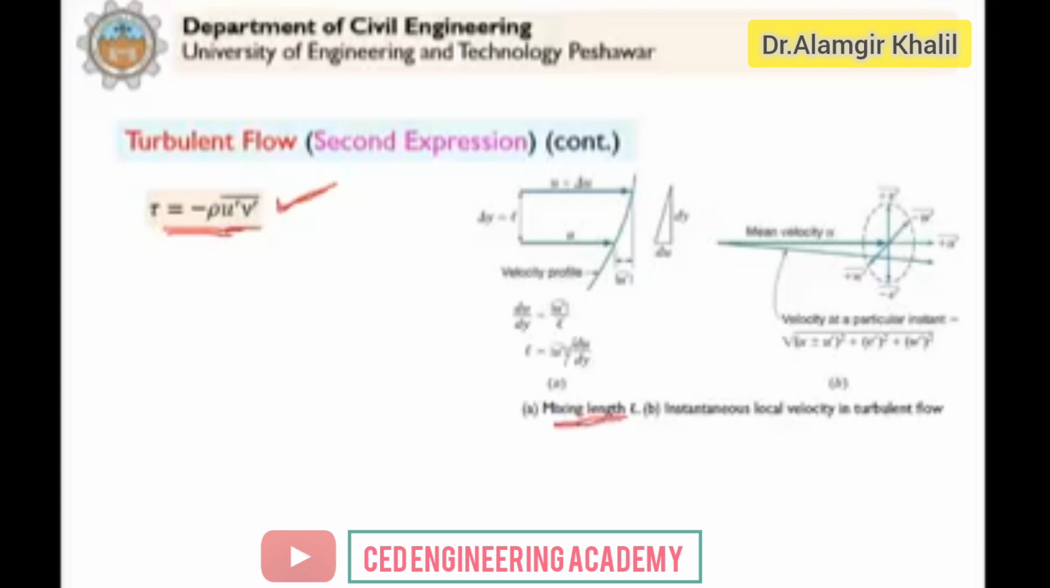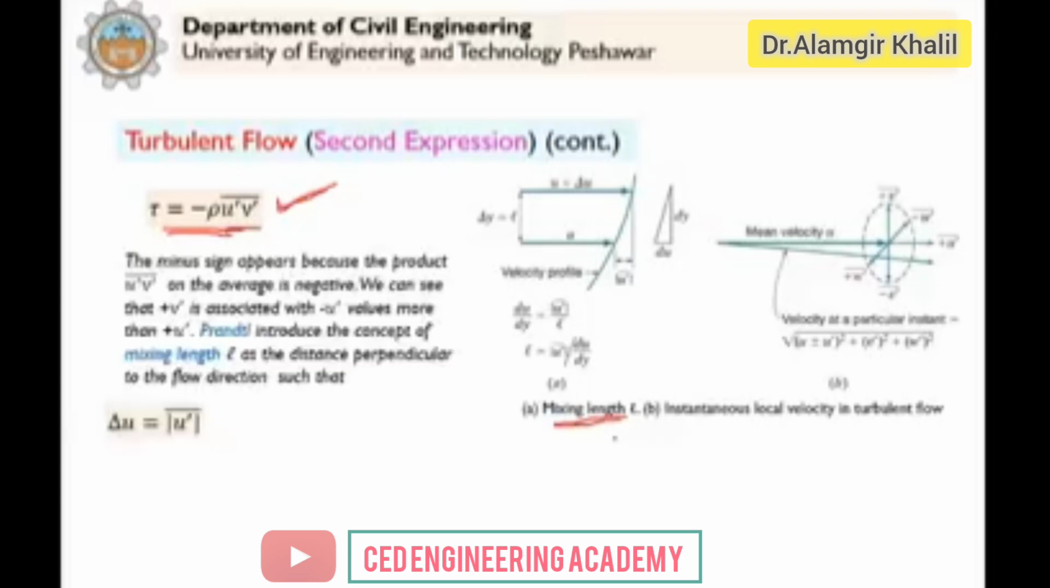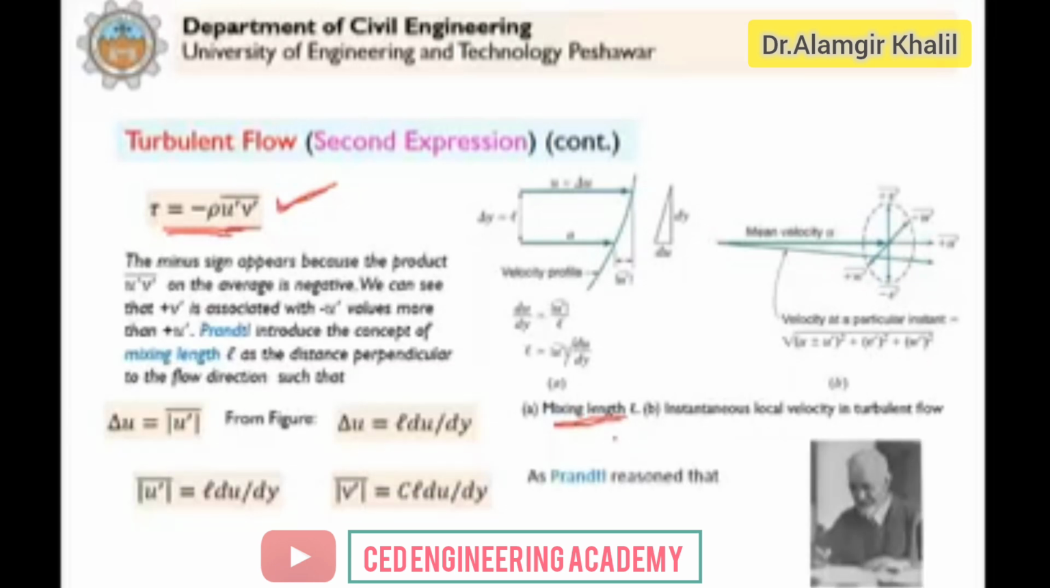In order to simplify this, we bring in the concept of mixing length L. This idea of mixing length L was given by Prandtl. So Prandtl gave the idea of this mixing length, and in some texts it is written as Prandtl mixing length theory. And in that theory, he stated what this mixing length L is. It is that distance, you can see here, that a fluid particle from one layer will move into another layer so that the momentum transfer takes place.